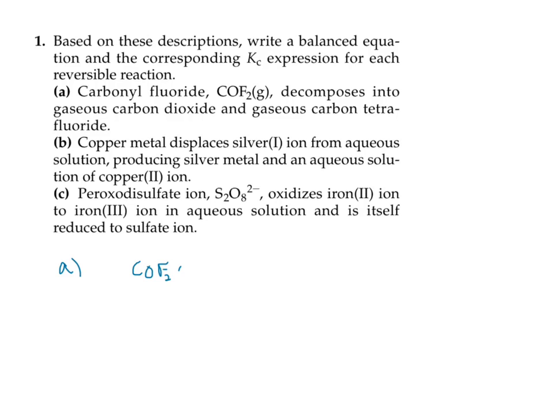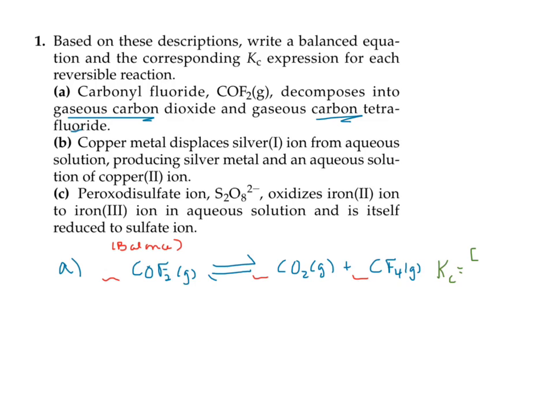So the first one, when you lift from the words to the paper, looks like this. Basically, you have COF2 breaking down to form CO2 and CF4. Everything's a gas. Notice I gave you a little warning up here: you have to balance it. The significance of balancing is to know what power you're going to raise each species to in your equilibrium constant expression. So balance it, write the equilibrium constant expression.